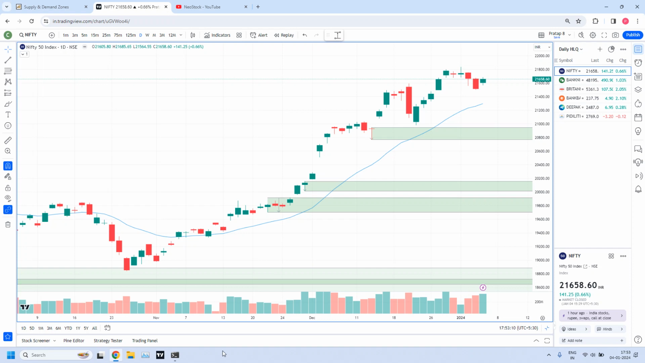In today's analysis discussion, let us understand the importance of a trailing stop loss.